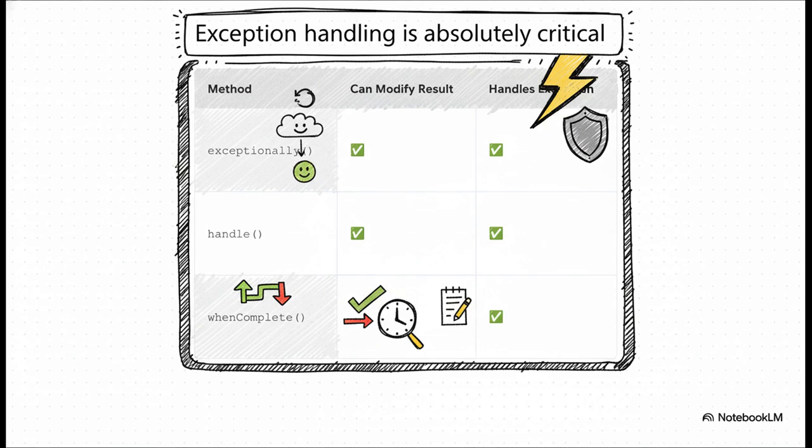Then there's handle, which is more powerful. It gets called no matter what, success or failure. It gives you both the result and the exception, so you can decide what to do in either case. And finally, whenComplete. This one is for side effects, like logging. It lets you peek at the outcome, but you can't actually change it.